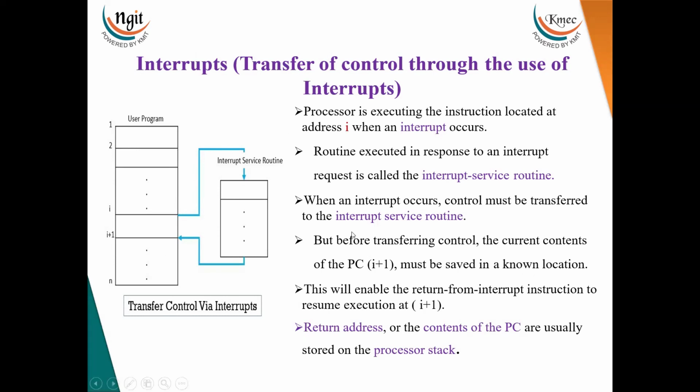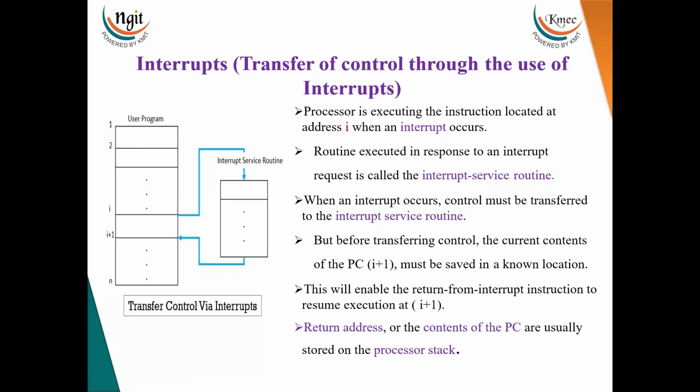Now this is the user program or main program. It is having 1 to n number of instructions. In between, if the interrupt occurs, for example at the ith instruction, then the processor will stop executing this program and it will execute the ISR program. After completing the execution of ISR, it will come back to the main program, and from where it suspended the program, from that instruction onwards it will execute. This is actually what happens inside.